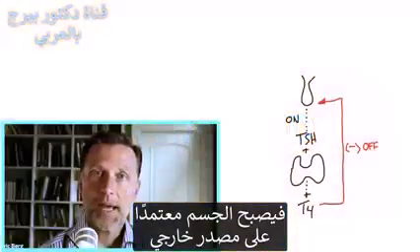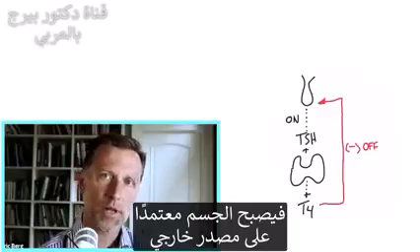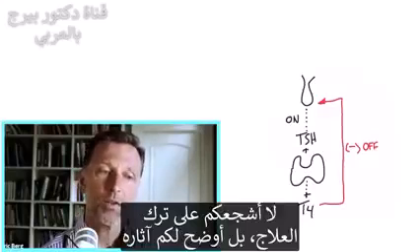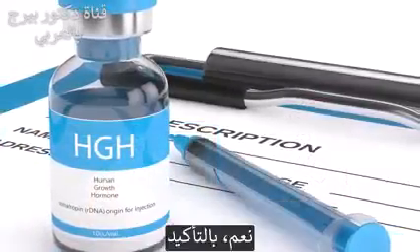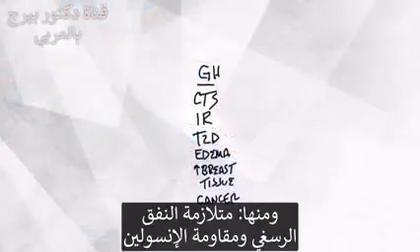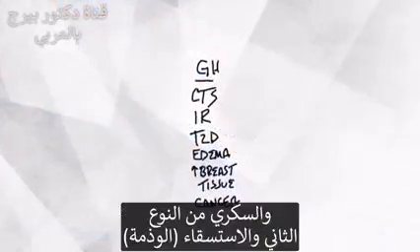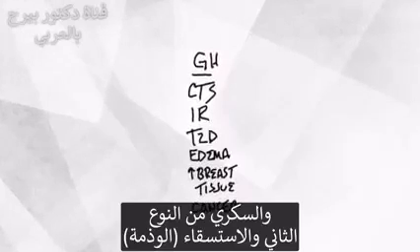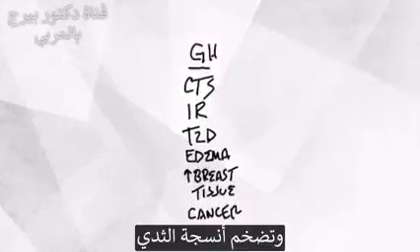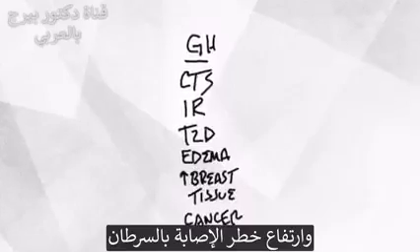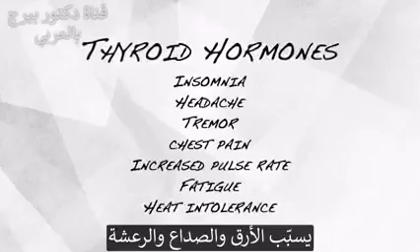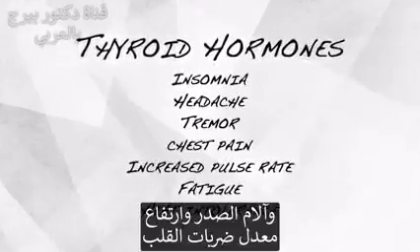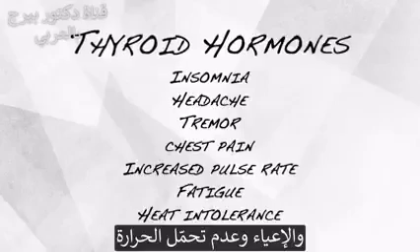So now your body is dependent on that external supply. You should just be aware of that. I'm not telling you not to do it, but you should just know that going into this therapy. Like, let's take growth hormone. Are there any complications? Yeah, big time. Carpal tunnel syndrome, insulin resistance, type 2 diabetes, edema, increased breast tissue, increased risk of cancer. Now, what about when you're taking thyroid hormones? Well, insomnia, headache, tremor, chest pain, increased pulse rate, fatigue, and heat intolerance.